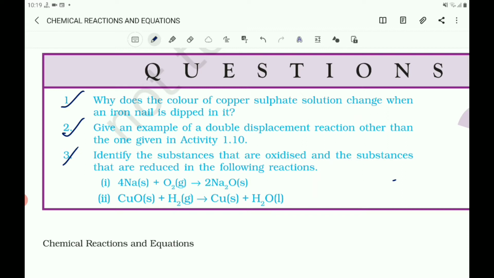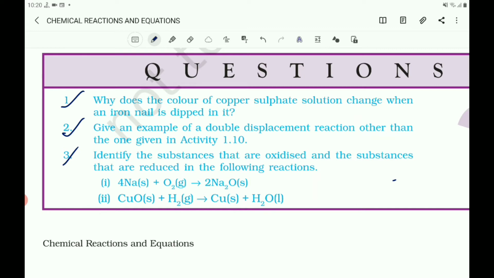When an iron nail is dipped in copper sulfate solution, it becomes brownish in color and the color of copper sulfate fades due to the reaction Fe plus CuSO4 gives FeSO4 plus Cu. In this reaction, iron has replaced copper from its solution. Thus, the amount of copper sulfate decreases and its color fades. Copper in the solution is displaced by the iron. So, the color of the copper sulfate changes. Let us write the answer afterwards.